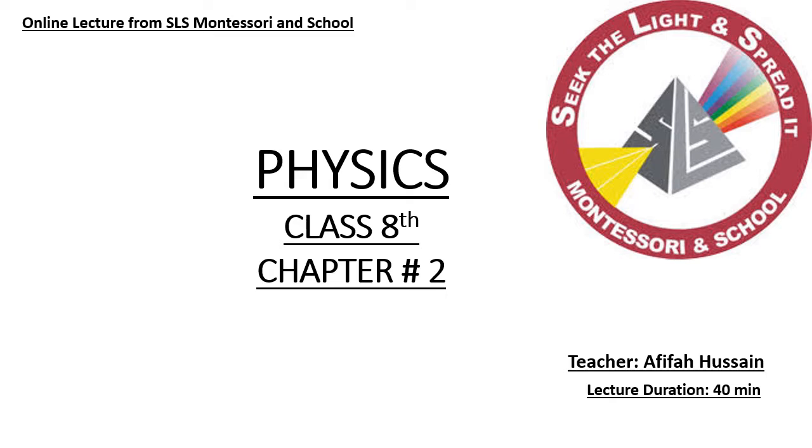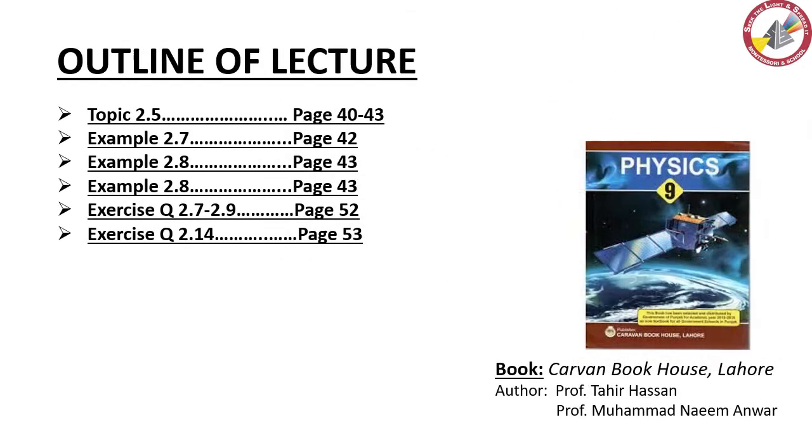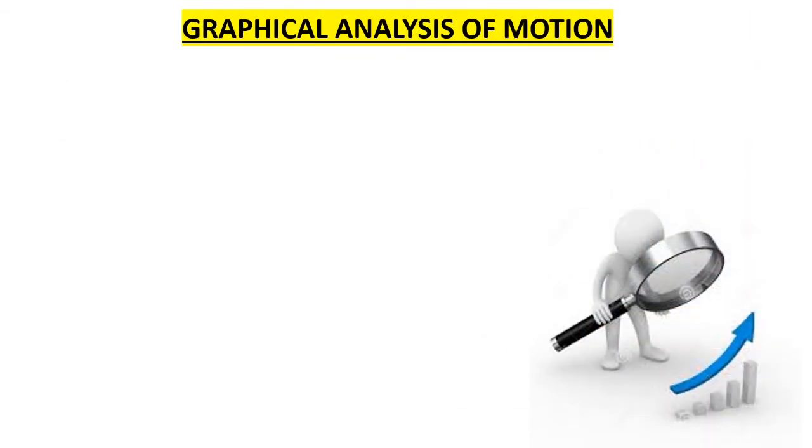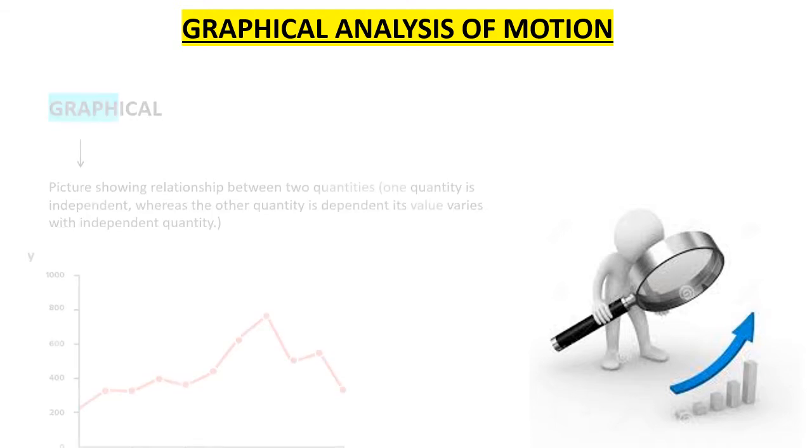Today we will do chapter 2. This is the outline of today's lecture and we will use the physics book for class 9. So please open page number 40 of your books. Graphical analysis of motion. This is the topic of today's lecture.